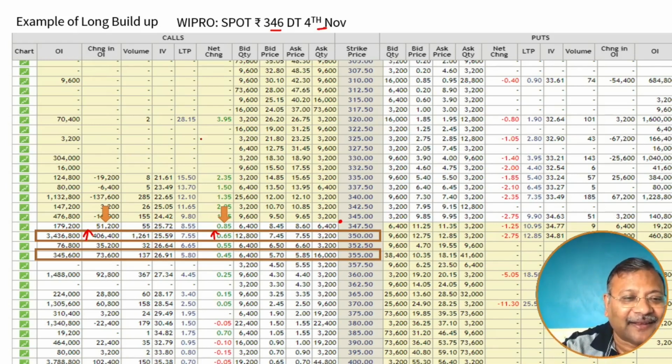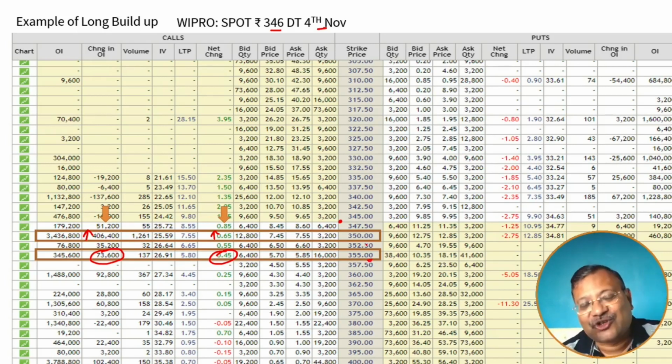And if you look at the table and go below, you'll notice that again, here the change in open interest is positive and the price is also positive. So the next resistance level would be at 355. So the stock could move from 350 to 355. Right? So this is clearly giving us a bullish signal.